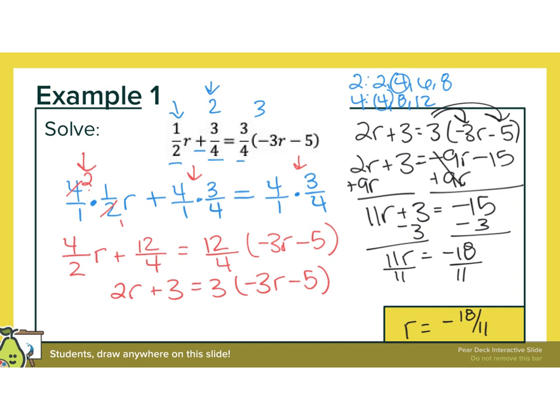Sometimes it happens. When the answer is ugly like this, I'm not going to have you check just yet because I don't want you to have a little heart attack. So we're going to stop and leave it like this. Do not change it into a mixed number or a decimal. You are finished.